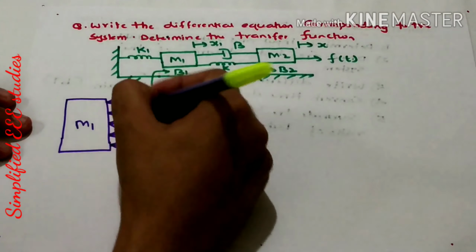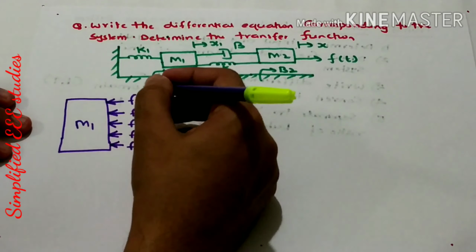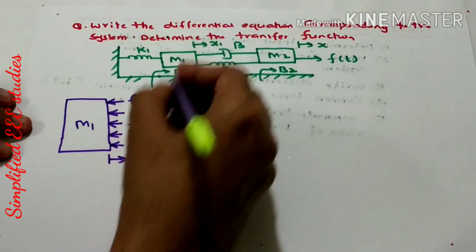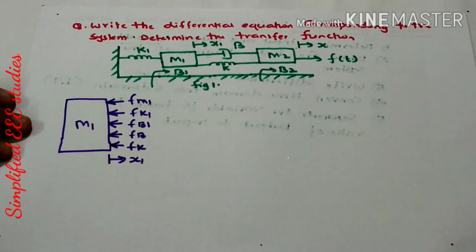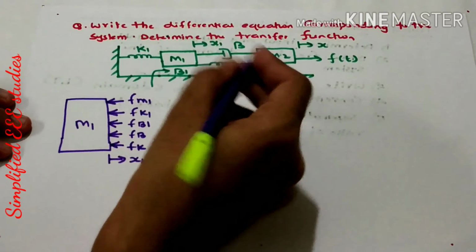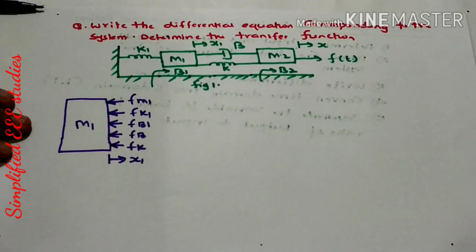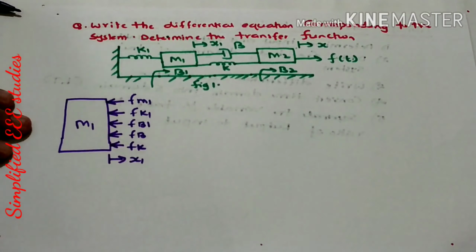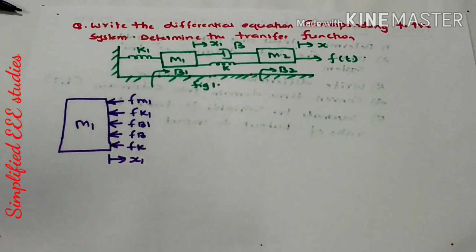Let me know how many forces there are. There are 5 forces that you can list in the free body diagram. You can mark the displacement also. The displacement will be x1. Now let us write the equation based on D'Alembert principle. According to D'Alembert principle, the total force acting on the body is equal to 0. Let us explain the same thing with the help of D'Alembert principle.